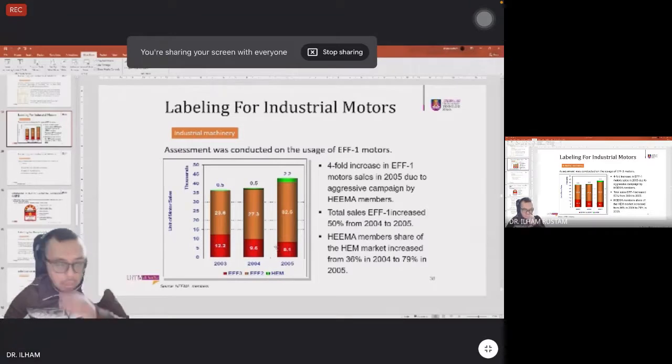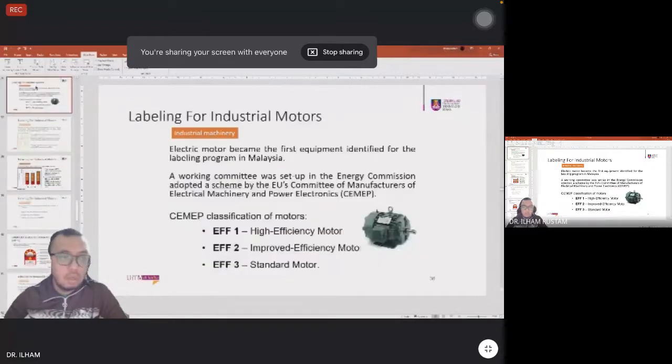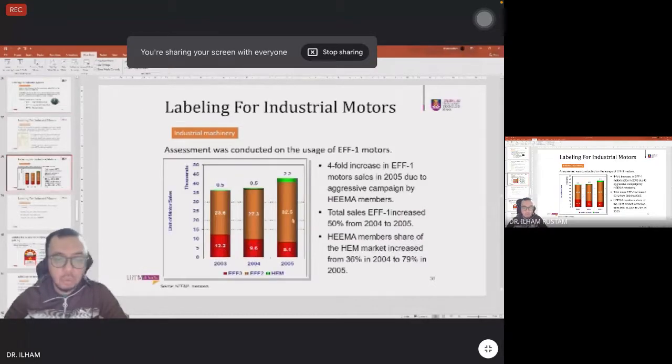Tapi disebabkan EFF1 mahal sangat, so dia nak improve pun dia pakai lah EFF2. Sebab EFF2 kata, dia improve the efficiency, not to the extent of high efficiency, tapi improve. So, you still save some electricity bill, but at the very least, you don't have to pay significant in capital. But back in 2005, as you can see, it start increases. I don't know why this slide doesn't update, but I guess it's because this slide does not belong to us, so we don't have that data lah.